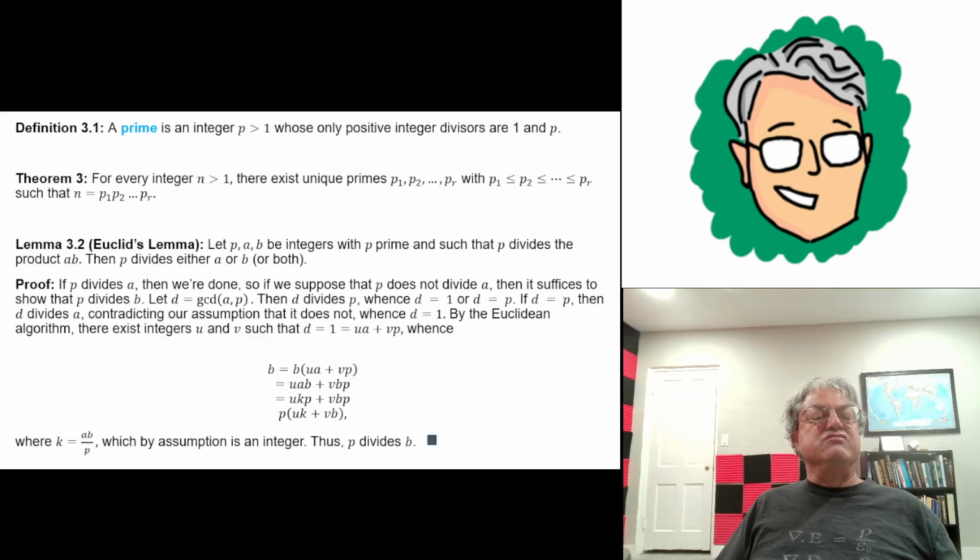Notice that both of these terms have P in them. So we can use the distributive property again. We can pull out a factor of P. We just say B equals P times the quantity UK plus VB. Well, it's a multiple of P. So we proved that P must divide B, and we're done. That's how we proved Euclid's lemma, which is a very useful lemma.